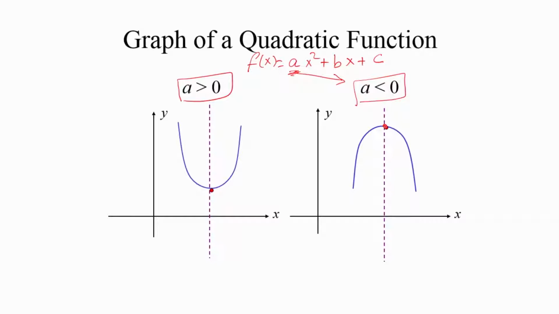This would be the top. The top and the bottom, the extreme of the function, whether it is the minimum or the maximum, is called the vertex of the function. And it is important to find those. Another thing is that the function would be symmetrical around the axis that goes through the vertex.